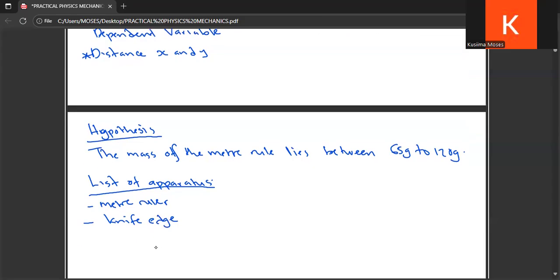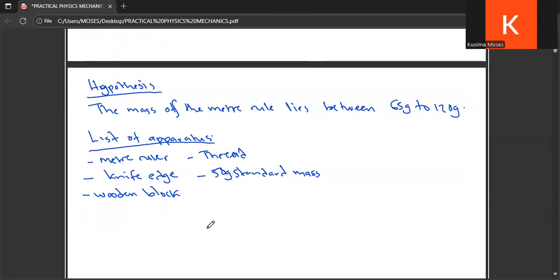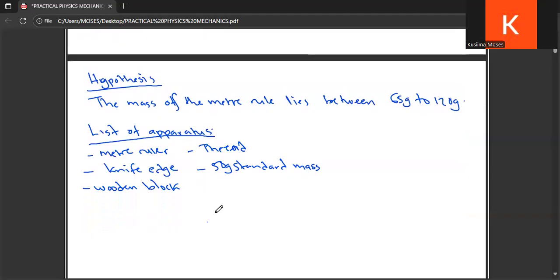Then you shall need a wooden block. This one is mainly to give support. Then you shall need a piece of thread. This one is used to suspend the mass. Then you shall need a 50-gram standard mass. So those are our key apparatus. You must give their purposes. You give the apparatus, you also give its purpose in that experiment.